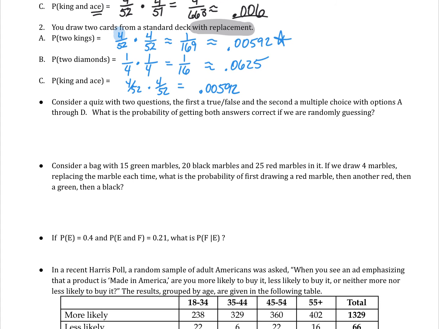All right, consider a quiz with 2 questions, true or false, and a second question with multiple choice. And the multiple choice A through D, so there are 4 options. All we do on these is we need to multiply our probability. So the probability on the true false is 1 out of 2. The probability of the multiple choice is 1 out of 4. So my probability of guessing at random and getting both right is a 1 in 8 chance.